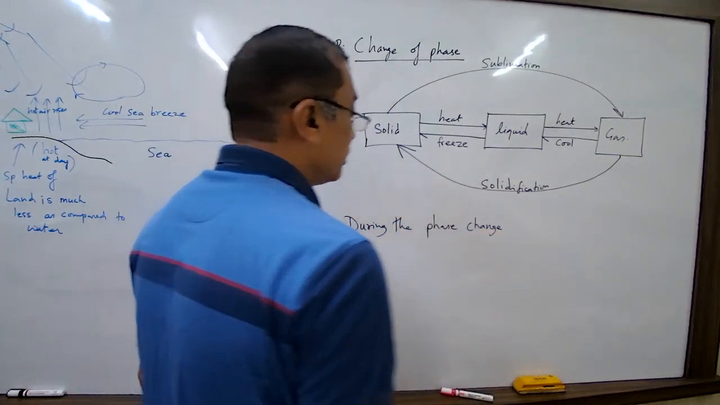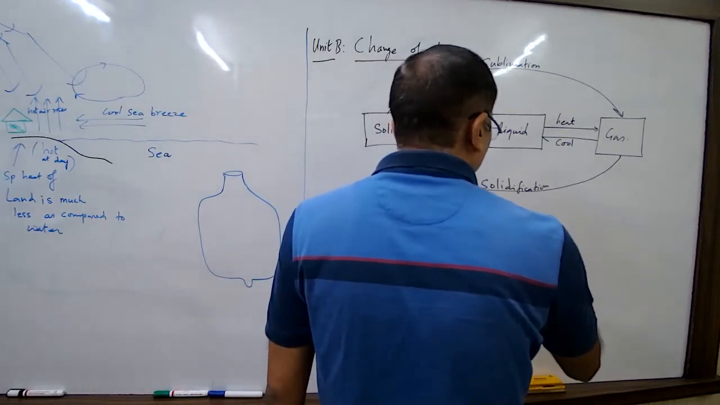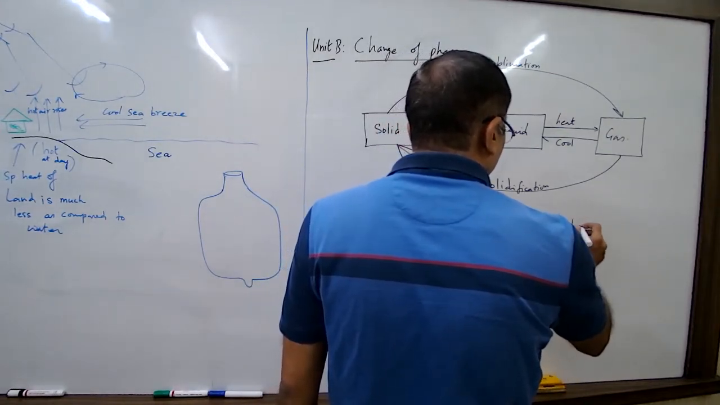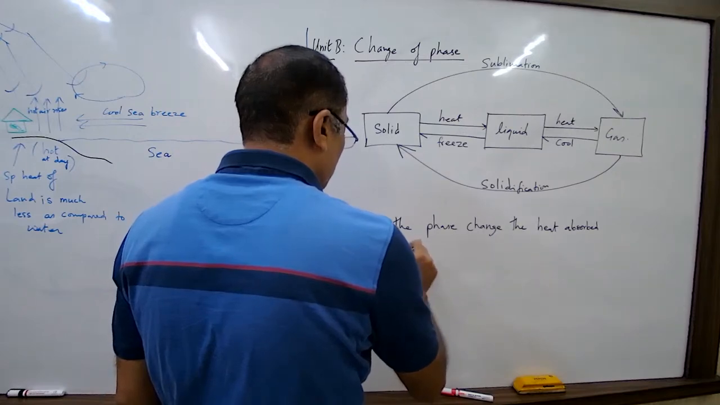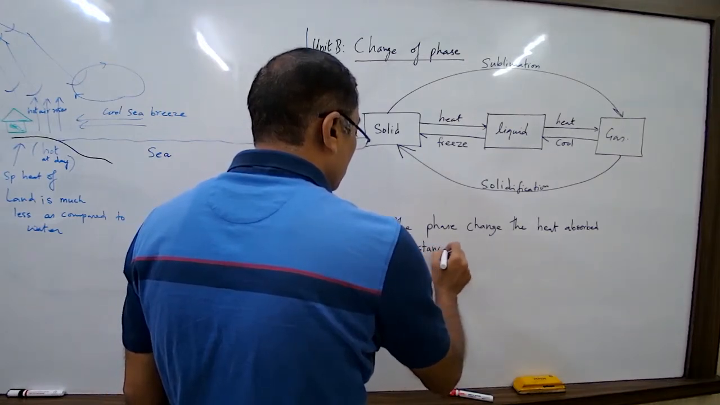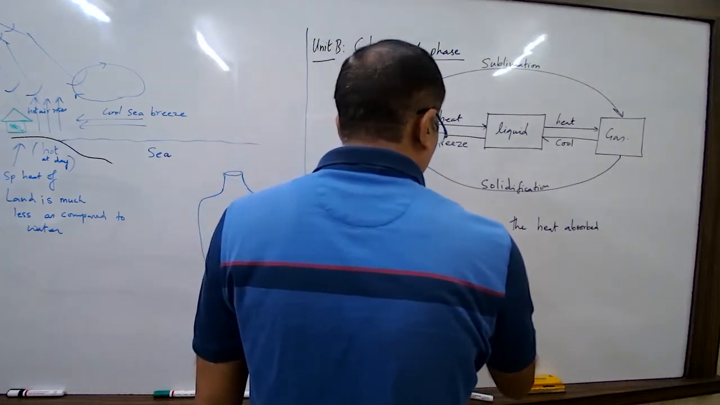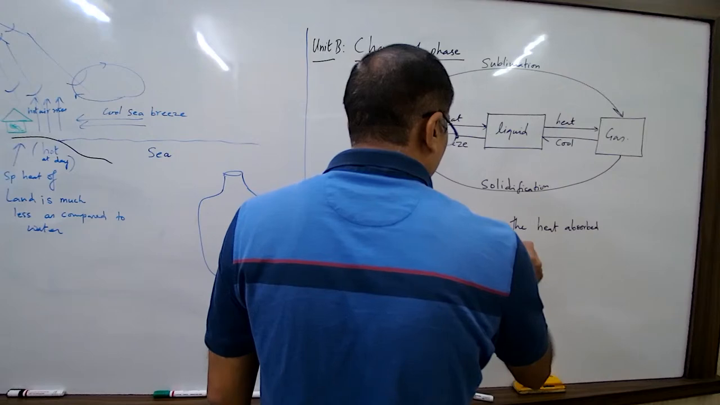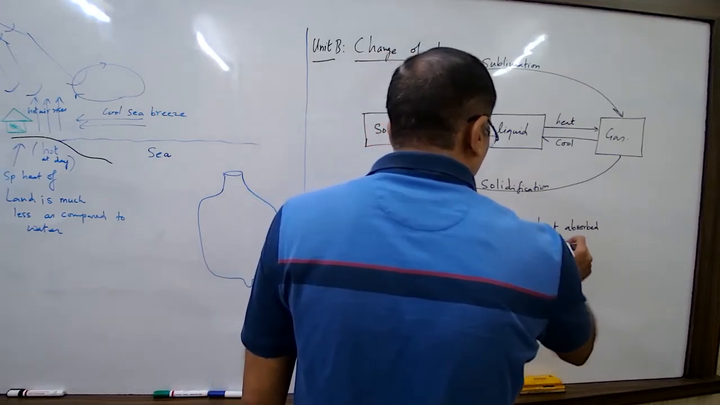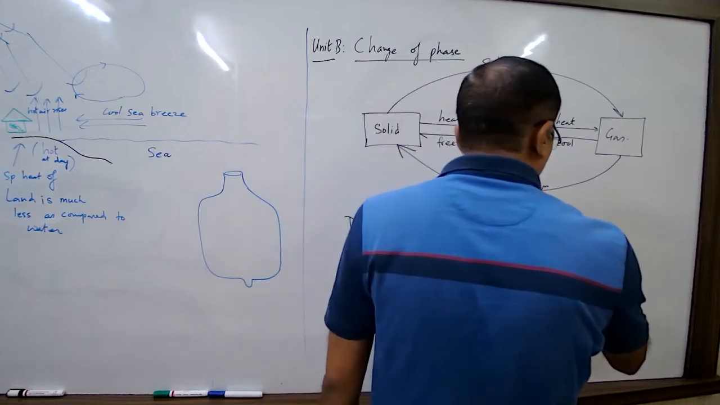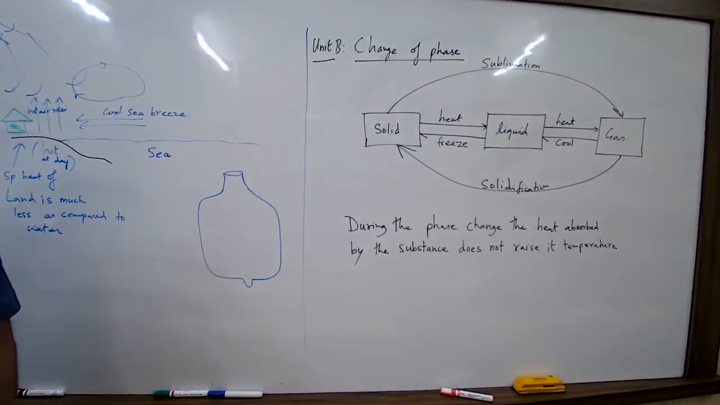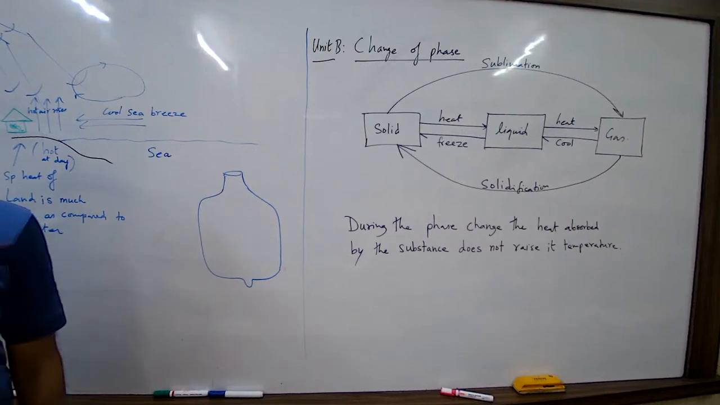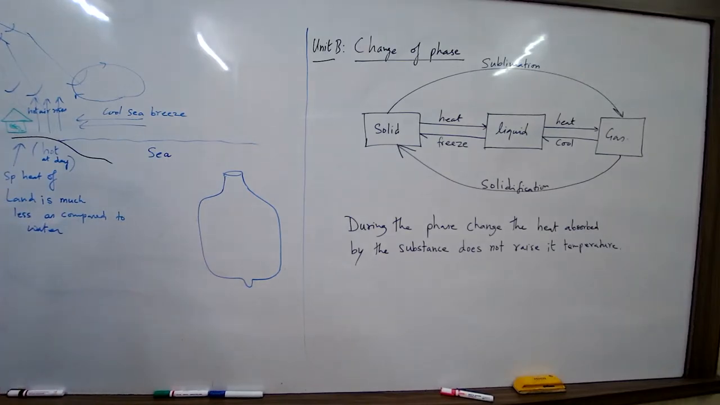During the phase change, this is a very peculiar phenomenon. The heat absorbed by the substance does not raise its temperature. This is what happens. Understood? So suppose you have ice, let's say at minus 5 degrees Celsius or 0 degrees.